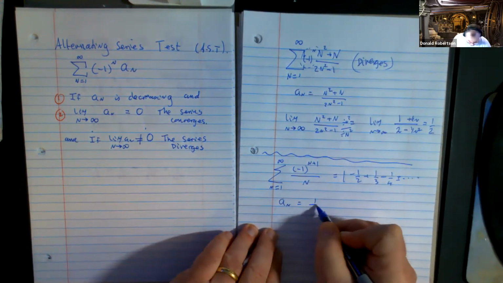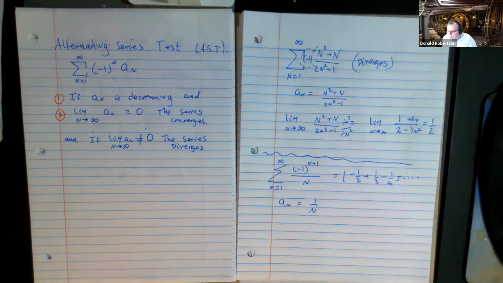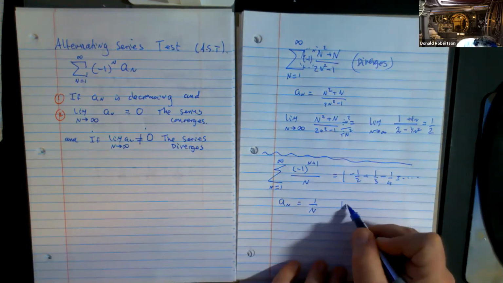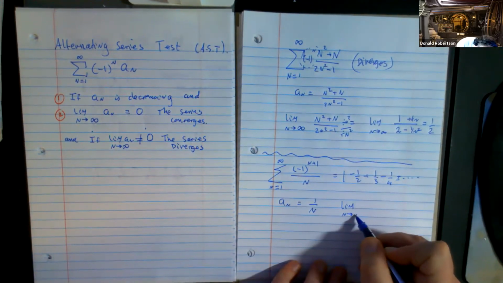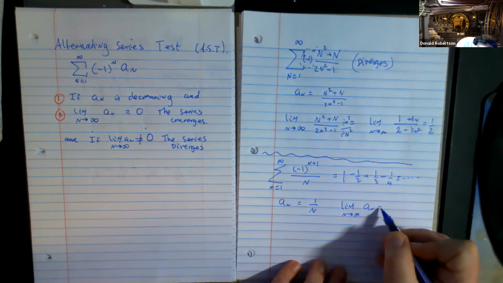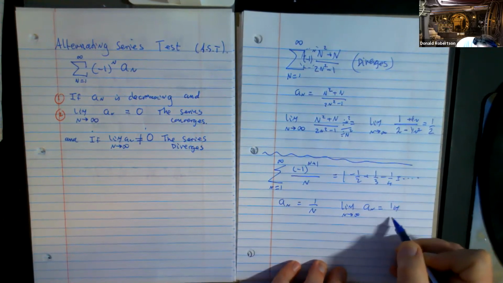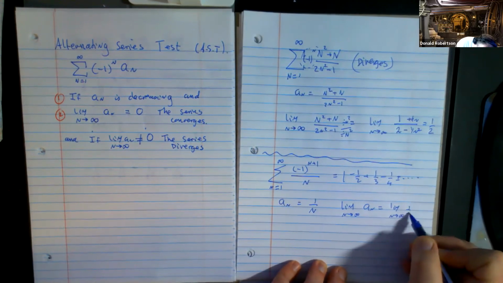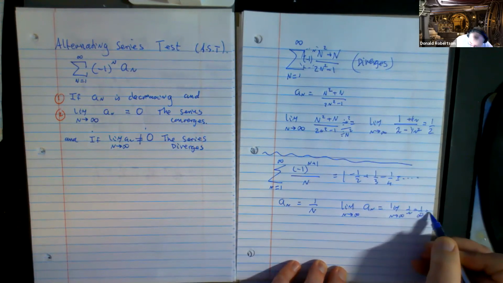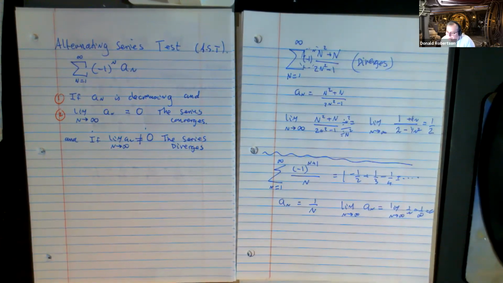AN, in this case, is just going to be that guy. You notice that you forget about the -1 to the n plus 1. It doesn't take part in the test. Now, for that guy, I don't think I'm going to have much of a problem proving that this limit is going to be 0. Would you agree? Just brute force. Agreed?